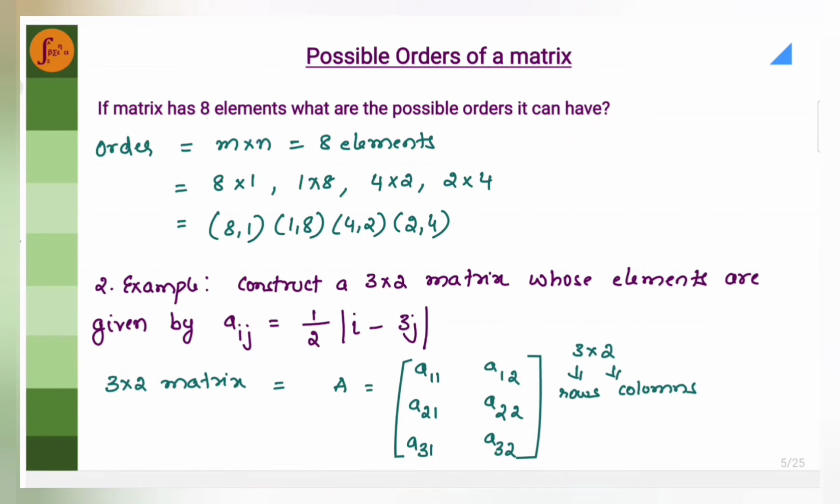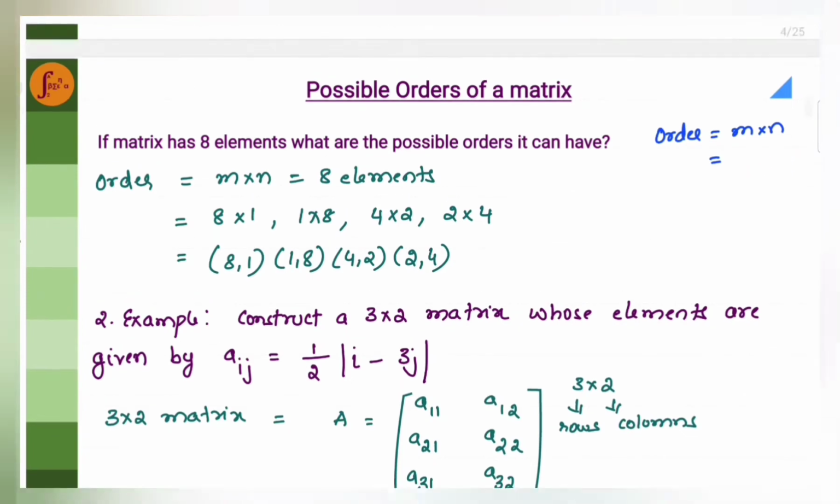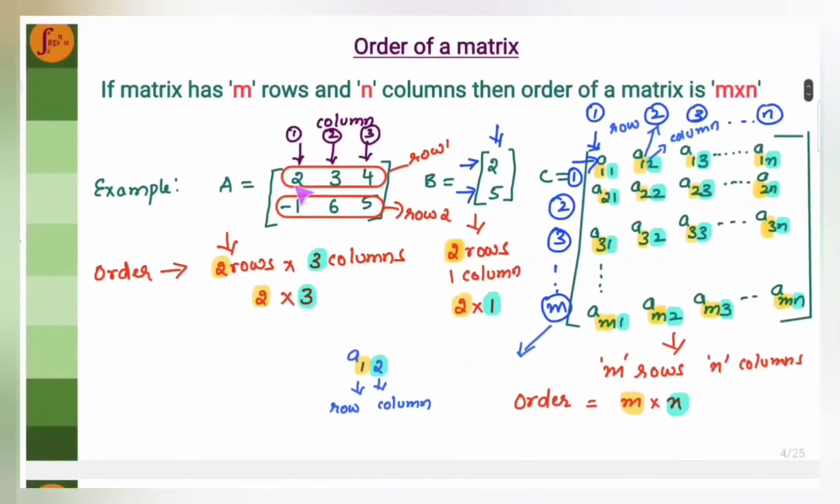8 elements. One thing we'll have to remember: order is m into n, that is rows into columns. When you multiply rows into columns, you'll get the number of elements. Take this example, you have 2 rows and 3 columns. If you multiply 2 into 3, you get 6. 6 elements are there in this matrix, right? Similarly, take this matrix B, you have 2 rows and 1 column. When you multiply, you get 2. So there are 2 elements in this matrix B.